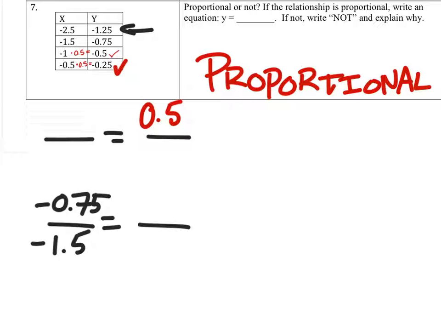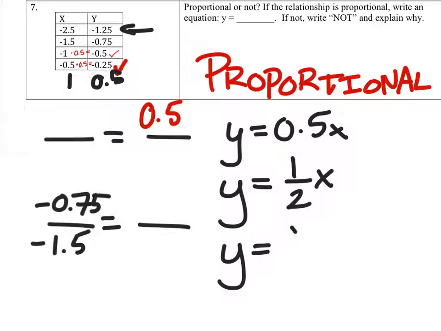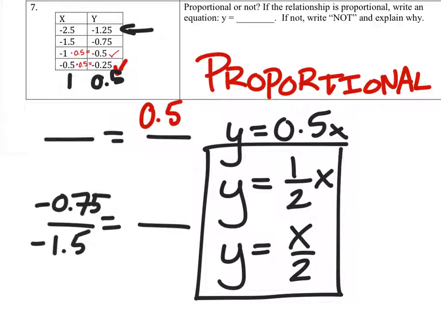For the equation, right, we know the x is 1 and then this is 0.5. So it would be y equals 0.5x. The problem with this is that you cannot write decimals if you want to get full credit. So we just need to write y equals 0.5 as a fraction is 1/2 x. And if you wrote y equals x over 2, that is the same thing. These two would give you full credit. This one would give you partial credit.